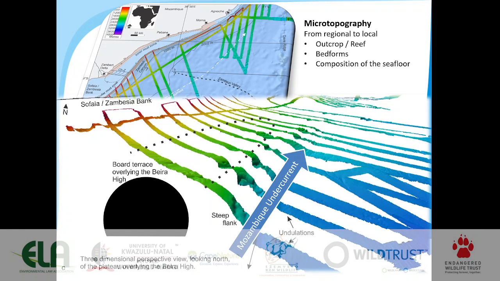So anything from outcrop and reef to bed forms are described by the microtopography and are related to the composition of the sea floor. In this case, the Mozambique undercurrent is eroding portions of the lower slope and redistributing those sediments into the abyssal plain, creating undulations in the form of bed forms.